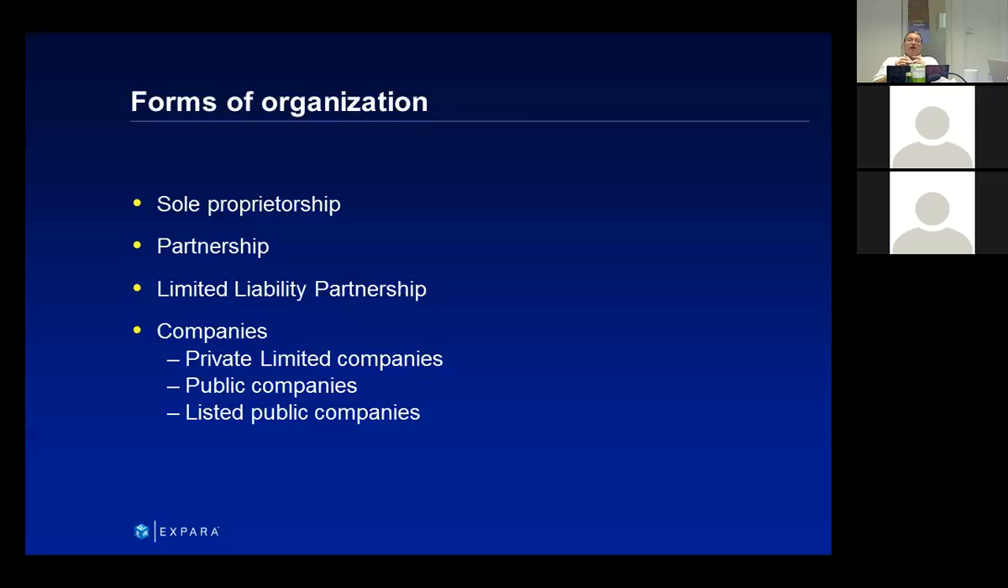Why? If you're operating as a business rather than a company, you have personal liability for the debts that the company incurs. And if the company has a financial problem, the creditors of that company can solve that problem with your personal assets, which is not the case if you're a company.